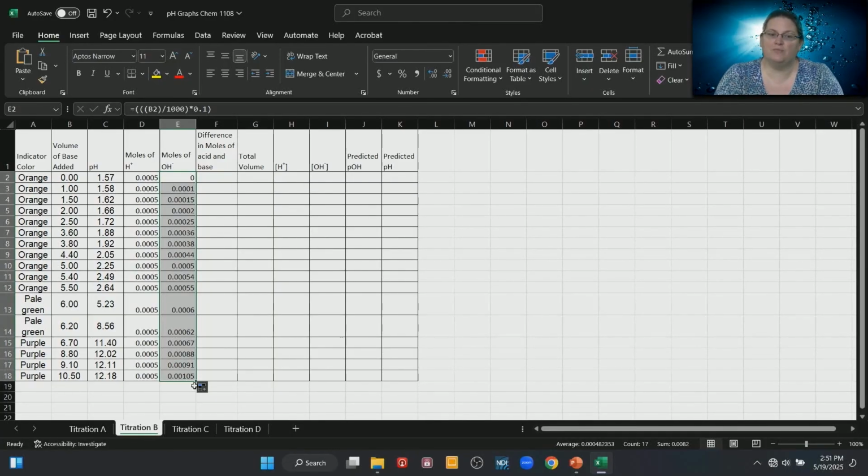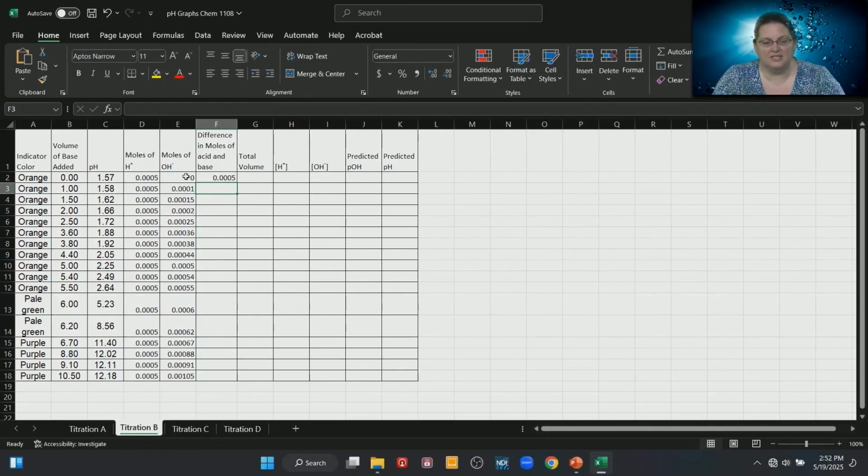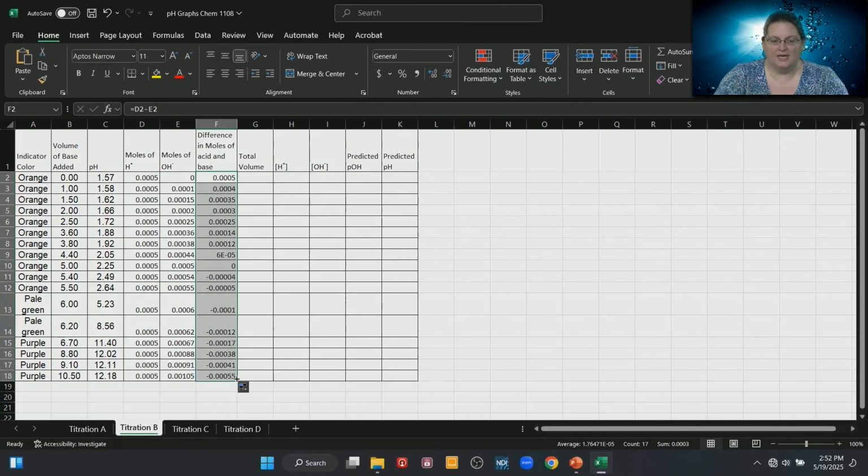And we know this because we start with the indicator color being this orange or this reddish type color, and then it should end with it being purple because we would have that strong base present that's more than the acid being present. We're going to hit equals to start our formula for the next column, and we're going to subtract column D minus column E. Enter. That's a simple formula. We expect 0 from 0.0005 gives us that same number. Then if we go ahead and drag this down, we start to see that we get these negative values.